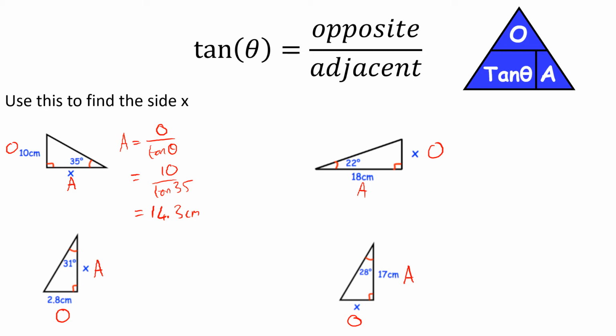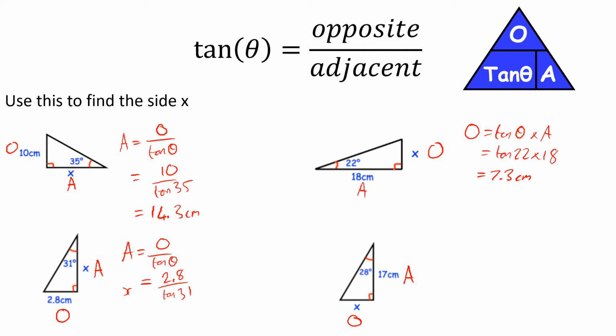Okay, for the second one, we want to find an opposite, and the opposite is tan theta times the adjacent. It's going to be tan of 22 times 18, which should give us 7.3 centimeters. For the third one, we want to find the adjacent, so again, we're going to do opposite over tan theta. We're going to do 2.8 over tan 31. It's going to give us 4.66, so I guess that would round up to 4.7 centimeters.